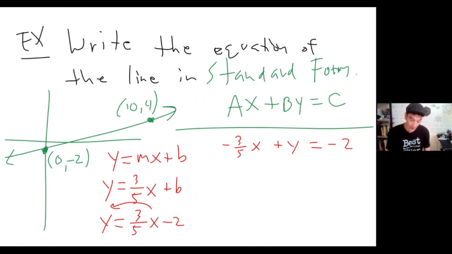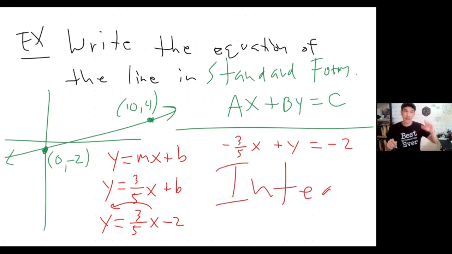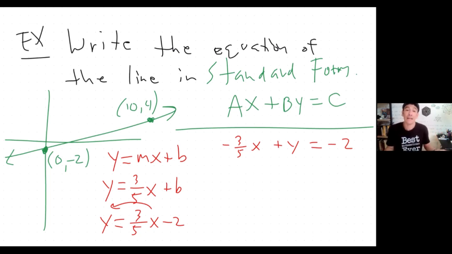The only thing left is, recall in your notes, we said that for standard form, a, b, and c must be integers. Here, the 3/5 isn't. So to undo that, you can simply multiply both sides by the denominator, 5. Multiply every term in that equation by 5. So we would get minus 3x plus 5y equals -10.